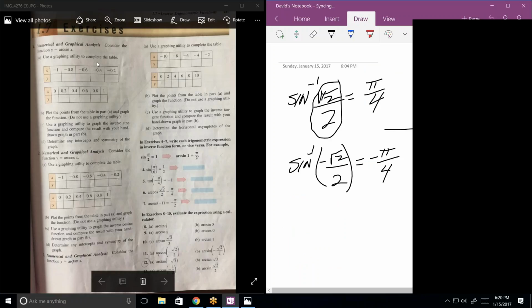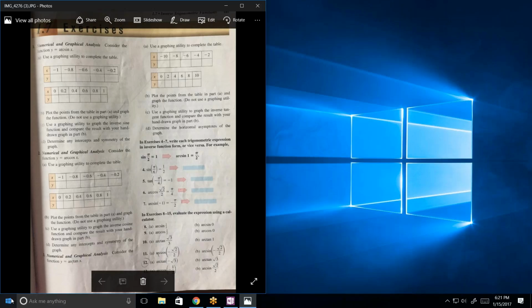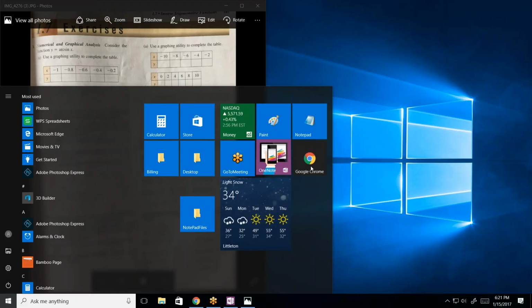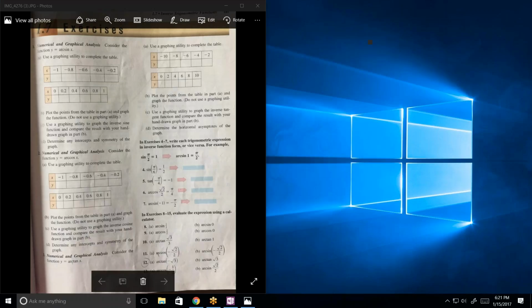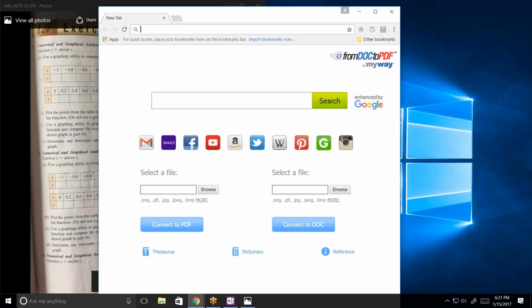Using a graphing utility to complete the table. And this is the function y equals arcsine of x. Use a graphing utility. So I presume they want me to pull up my graphing utility and graph that, and then you can read off the graph what the answers are going to be for this table.